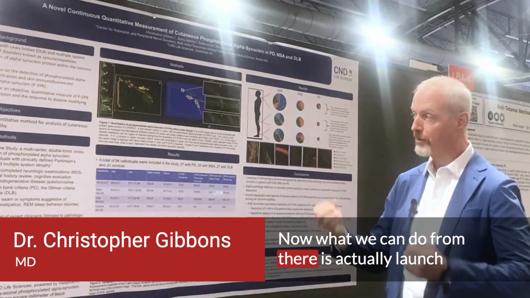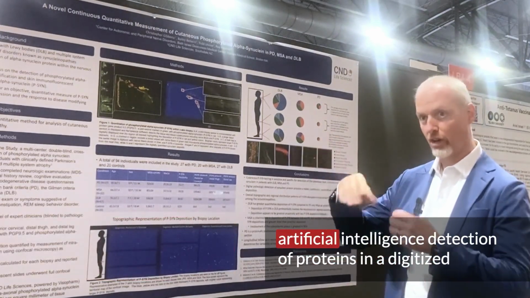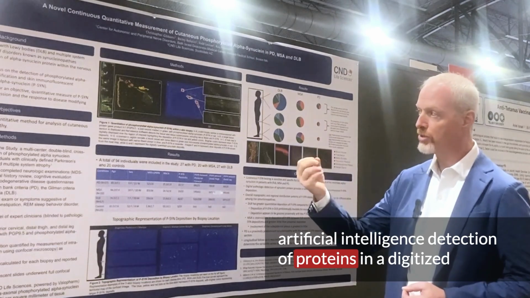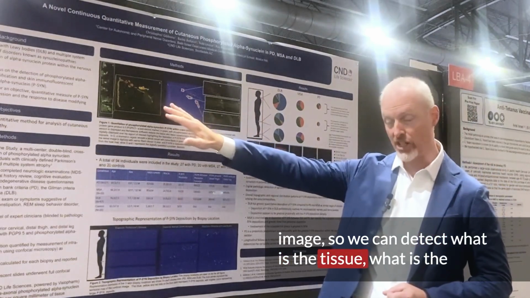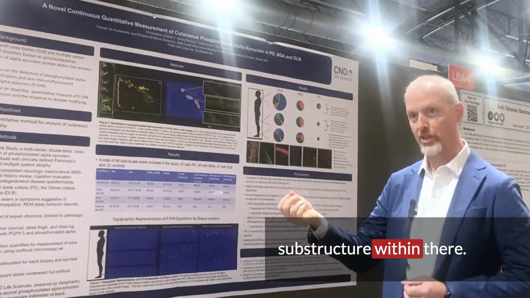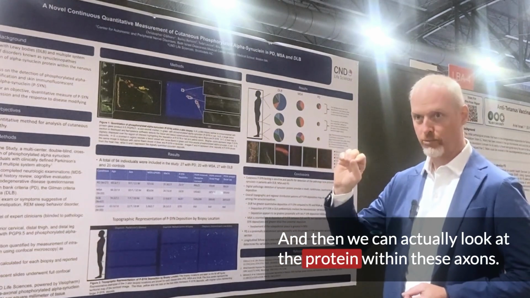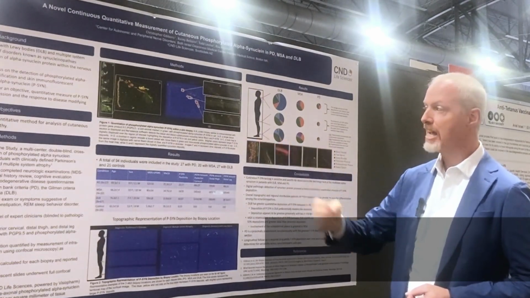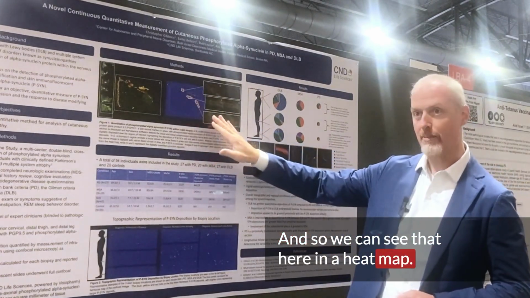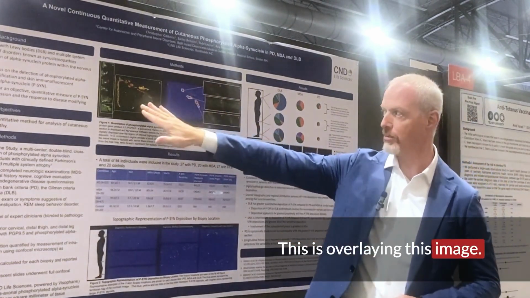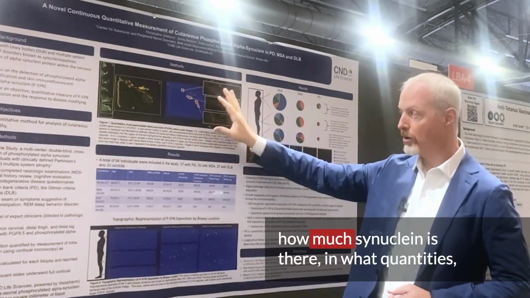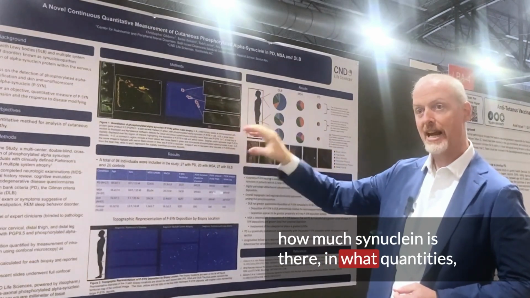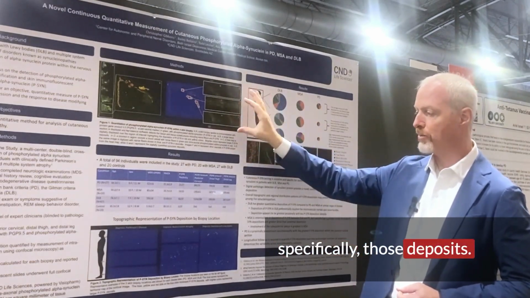Now what we can do from there is actually launch artificial intelligence detection of proteins in a digitized image, so we can detect what is a tissue, what is the substructure within there, and then we can actually look at the protein within these axons. And so we can see that here in a heat map. This is overlaying this image. So what we can do is actually see topographically how much synuclein is there and what quantities, specifically those deposits.